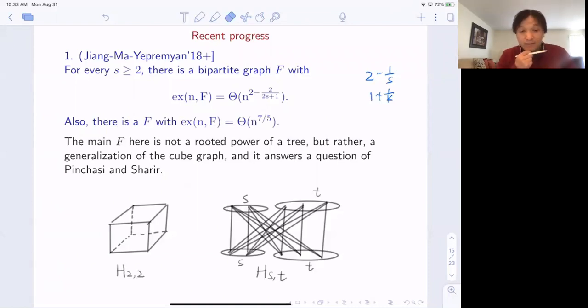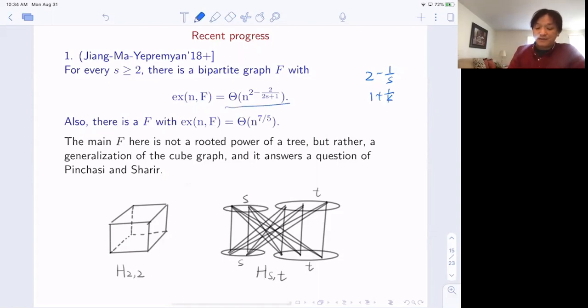Now, I spent a lot of time discussing the Bukh-Conlon conjecture, which is about the Turán number of the rooted power of a balanced tree. But in our results, the main F we find for this sequence is not really coming from the rooted power of a balanced tree. It's more motivated by the result of Erdős and Simonovits on the cube graph. So the cube graph is the one I drew on the left. They show that the Turán number for the cube graph is big O of n to the 8/5.